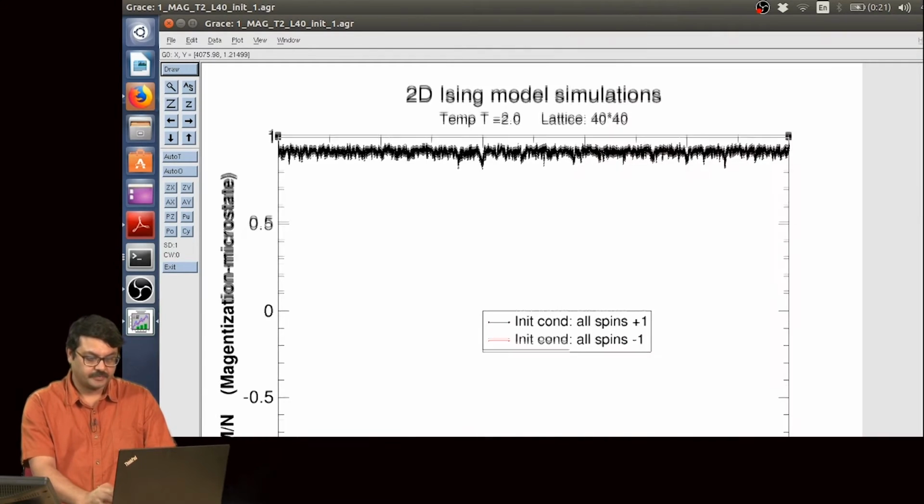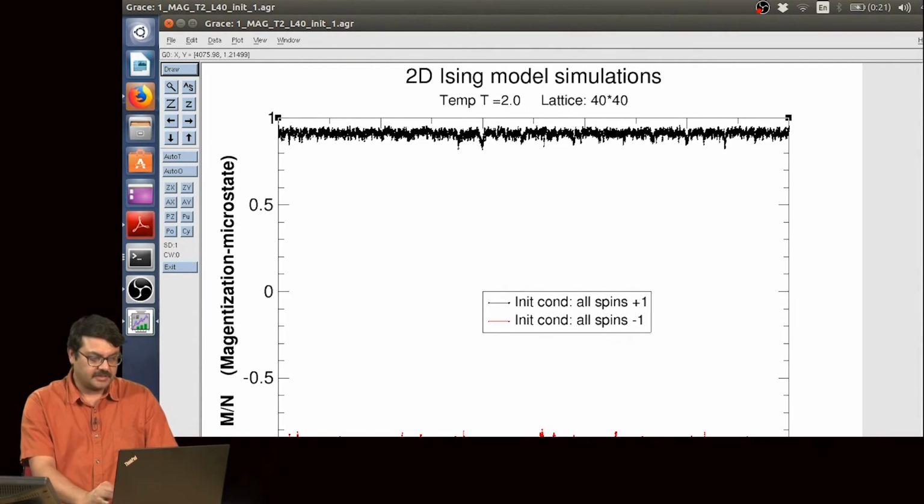So, here it is. It shows that the magnetization at a temperature of 2, lattice size of 40 cross 40, started with all spins pointing up, but it is fluctuating around a value of around 0.9. Okay. So, this is basically the fluctuation.